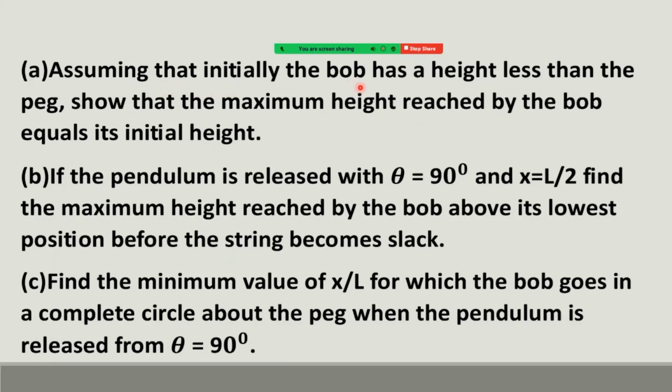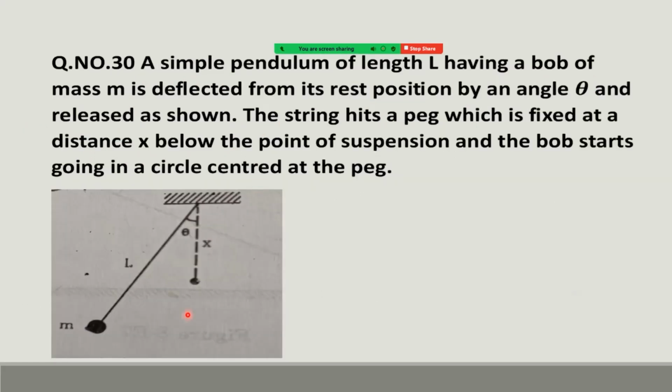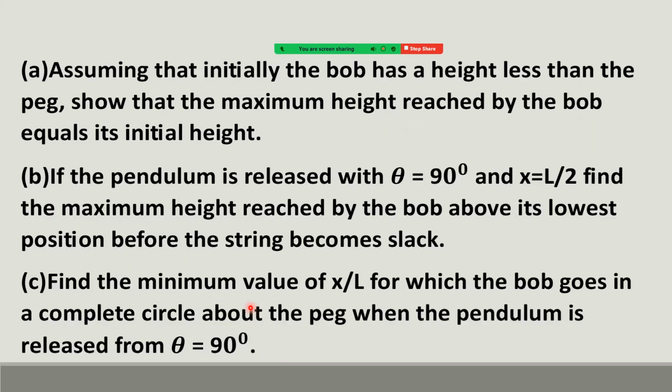Assuming that initially the bob has a height less than the peg, show that the maximum height reached by the bob equals its initial height. So this we can say directly by using conservation of mechanical energy. You can see the diagram here. If it makes angle theta, again on this side it will reach the same height, because when there is no loss in energy, there is no change in the height when it comes to rest. So the first one we can see directly by using conservation of mechanical energy.